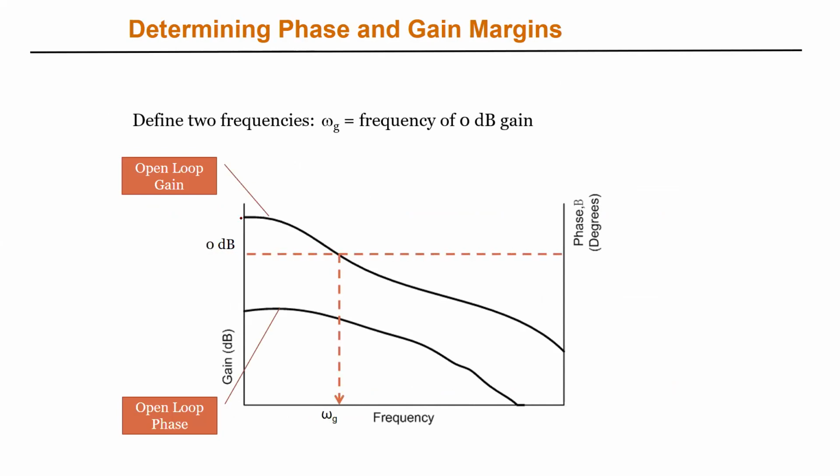If you have the graph, this is the 0 dB line. I will find the intersection of the 0 dB line with my graph, and I will read the frequency. This is the gain crossover frequency. Any question here? If you have the Bode plot, just take the intersection of the plot with the 0 dB.